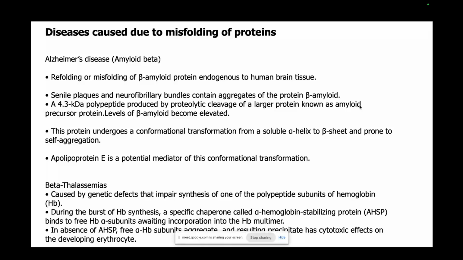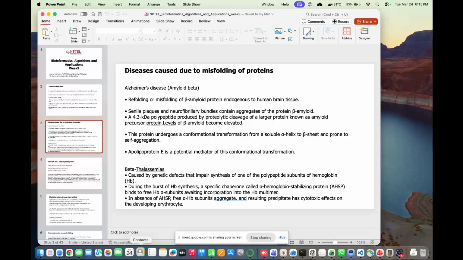So senile plaques are formed because of the accumulation of these misfolded proteins. They contain aggregates of the protein beta amyloid. Because it is not folded properly, it is not able to function, and also it is not able to be cleared from the cell because of certain issues as well. So these keep on accumulating. The misfolded protein keeps on accumulating within the cell, and the level of beta amyloid increases a lot.